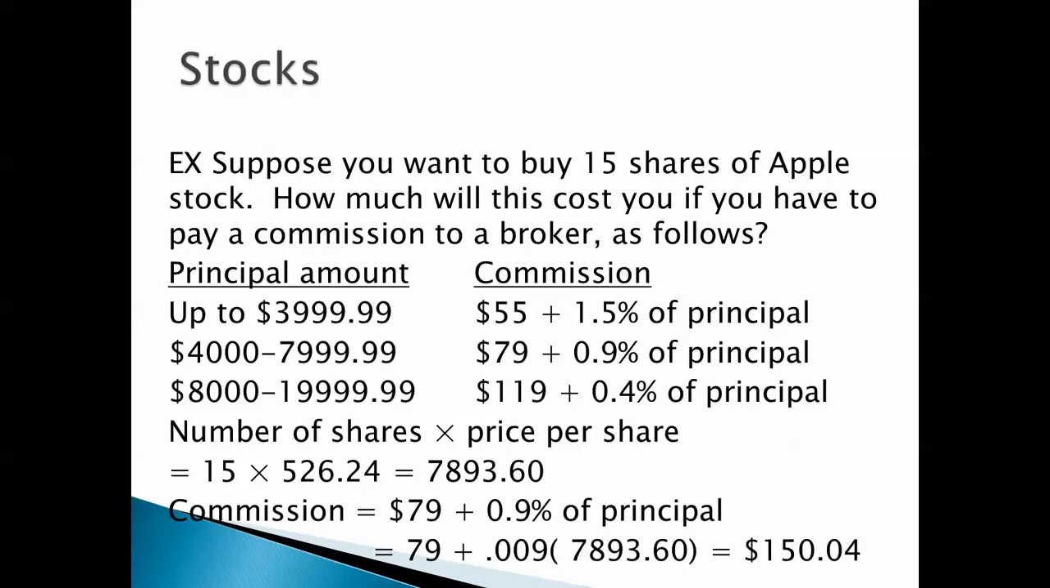0.9% of the principal is 0.009 times 7,893.60. And again, we add the 79 to that. So it's $79 plus 0.9% of the principal. In other words, it's 79 plus 0.009 times 7893.60, and that's $150.04.